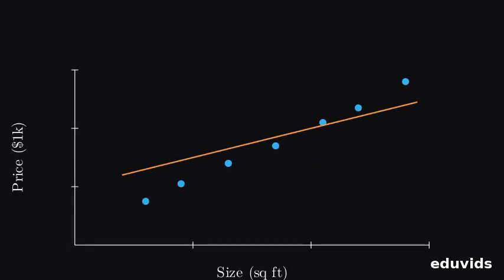Not every line fits well. A steep one overshoots small houses while a flat one underestimates big ones. To judge fit we measure residuals, the vertical gap between each dot and the line above or below it. A positive residual means the line under-predicted that house, negative means it over-predicted.